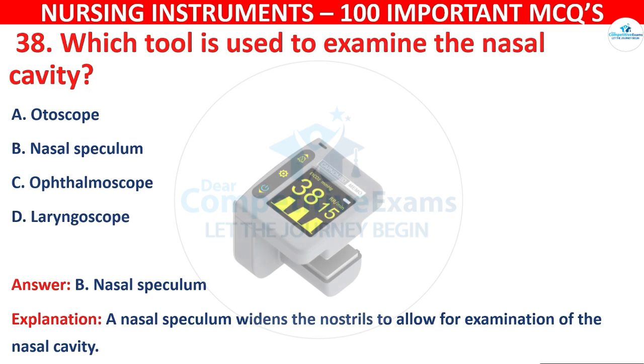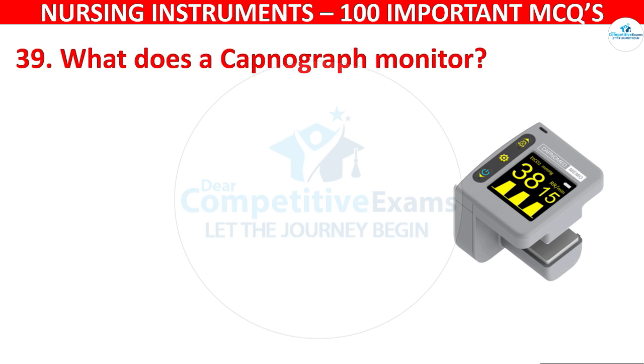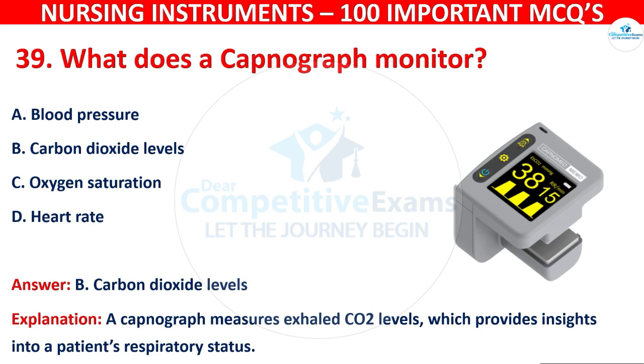Question number 39. What does a capnograph monitor? Your options are blood pressure, carbon dioxide levels, oxygen saturation, or heart rate. The correct answer is B, that is carbon dioxide levels. A capnograph measures exhaled CO2 levels, that is carbon dioxide levels, which provides insights into a patient's respiratory status.